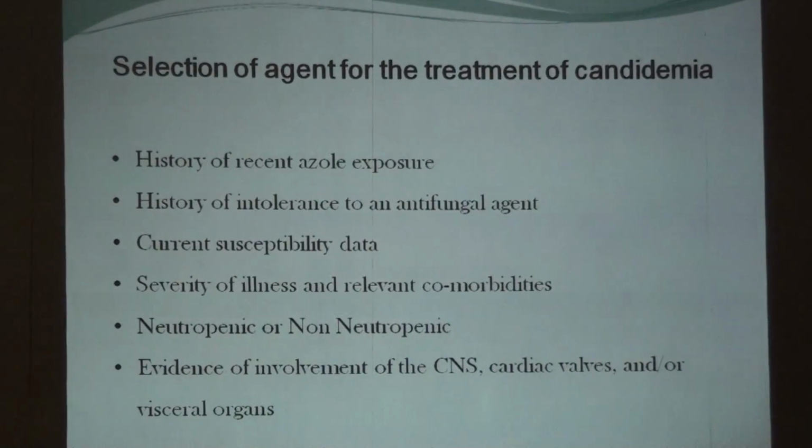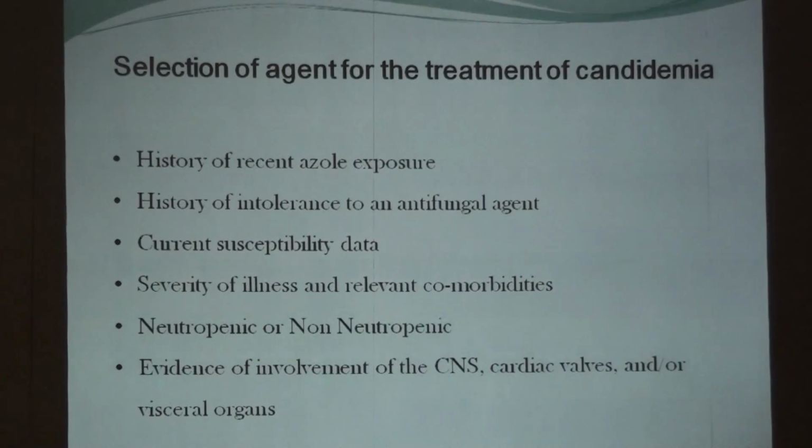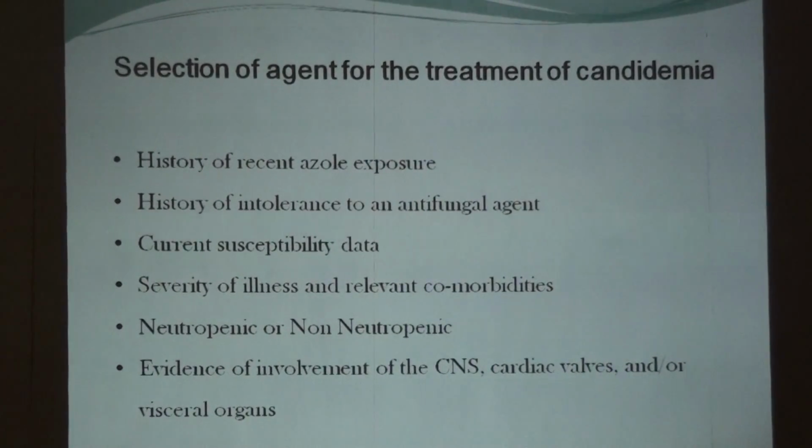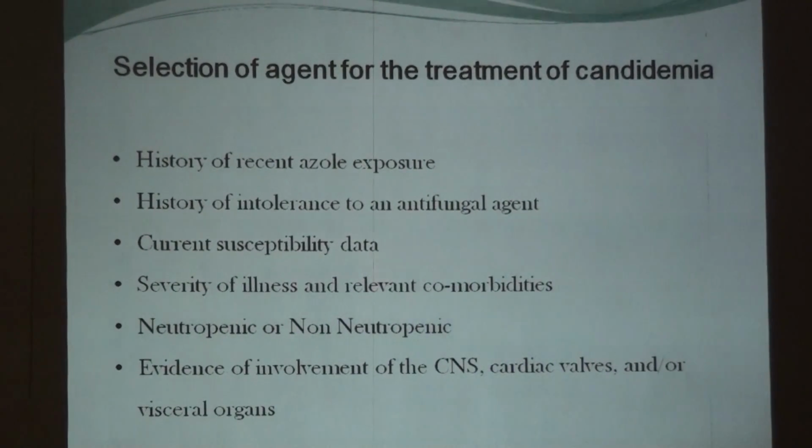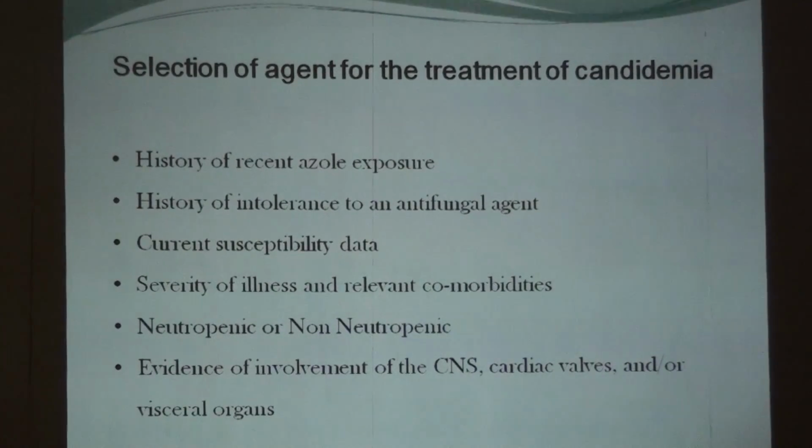How do we select the agent for the treatment of candidemia? Well, if there is a history of recent azole exposure, the patient has received the azoles in prophylaxis and he still develops fever, and there is a possibility that this might be due to fungal origin, obviously we are not going to reuse azoles. We will go on to the echinocandins or liposomal amphotericin B. If there is a history of intolerance to an agent, obviously we'll go on to some other ones, and it depends on the severity of illness and whether the patient is neutropenic or non-neutropenic. There are guidelines which will tell us which drugs to use in neutropenic patients, which drugs to use in non-neutropenic patients, etc. And it depends on the severity of the illness as well.